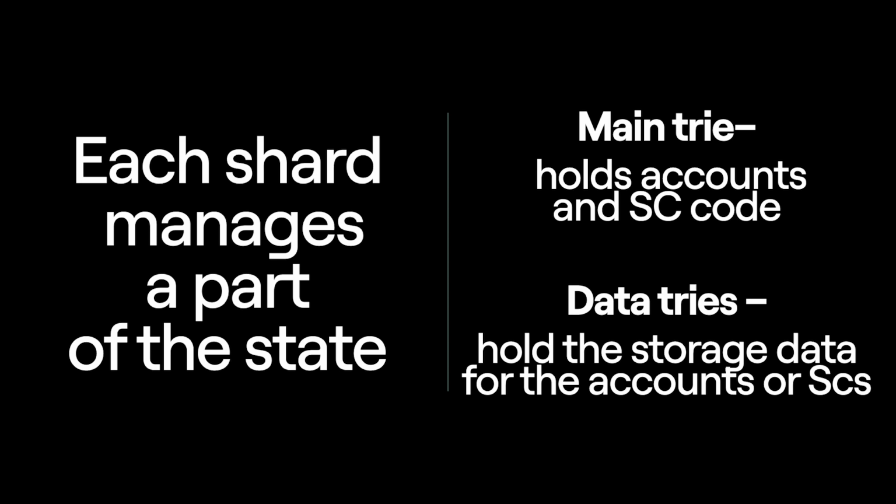And there's one special tree that is present only on the meta chain, and that's the peer tree. The peer tree holds information about the validator nodes from the network.